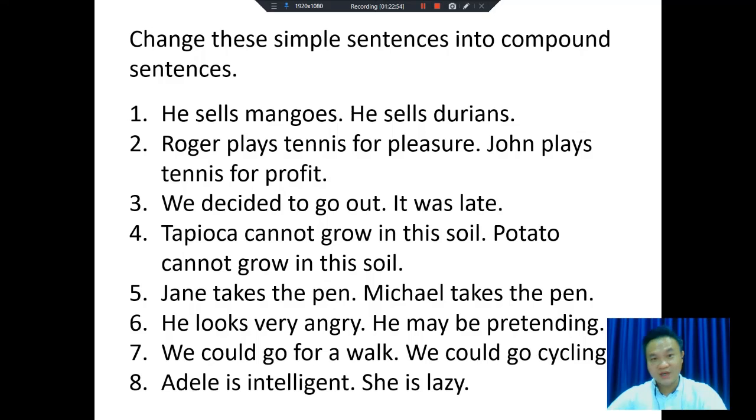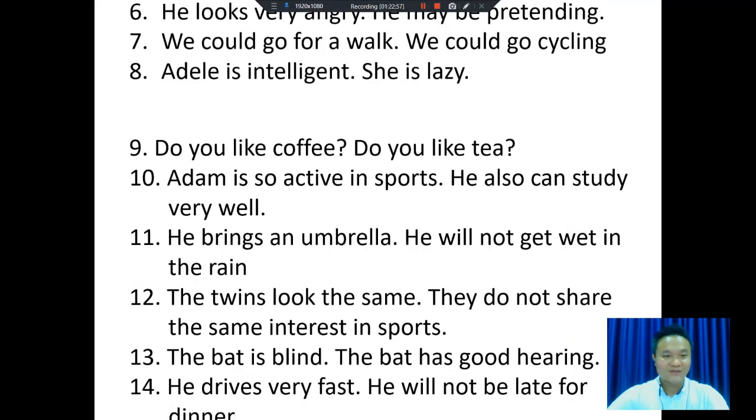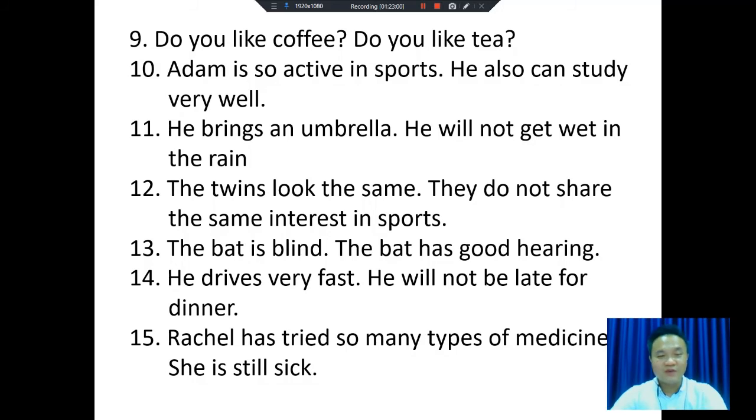So this is the first page. And then I will move on to the second page. Over here, I'll give you 15 questions. You can try this at home. How do I combine two simple sentences to become a compound sentence?